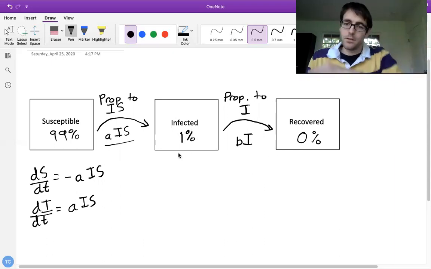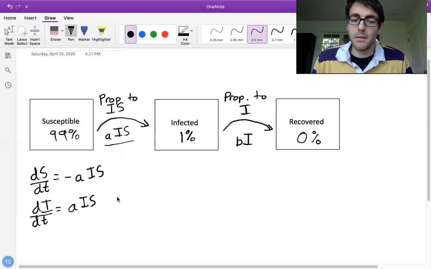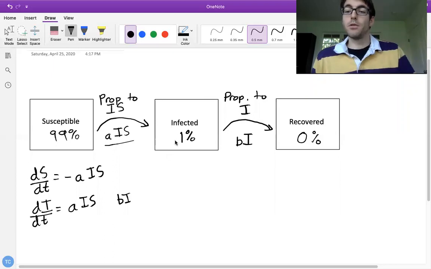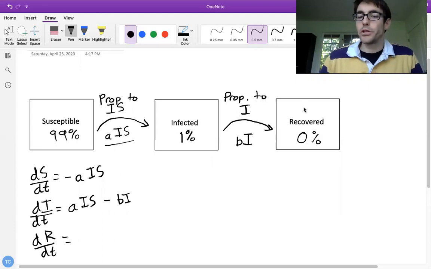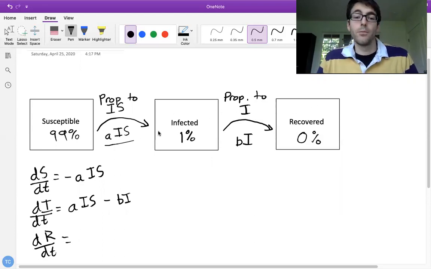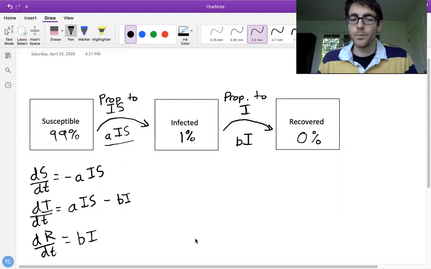However, people are also leaving this group. People are going from being infected to recovering at a certain rate. So this is the B times I rate. This is the rate of people recovering. And because recovering involves leaving the I group, this term is going to be negative. All right, and then lastly, dR/dt is the rate of change of the recovered group. Well, the only way this number changes is when people enter this group from the infected group. So this is going to be equal to B times I.